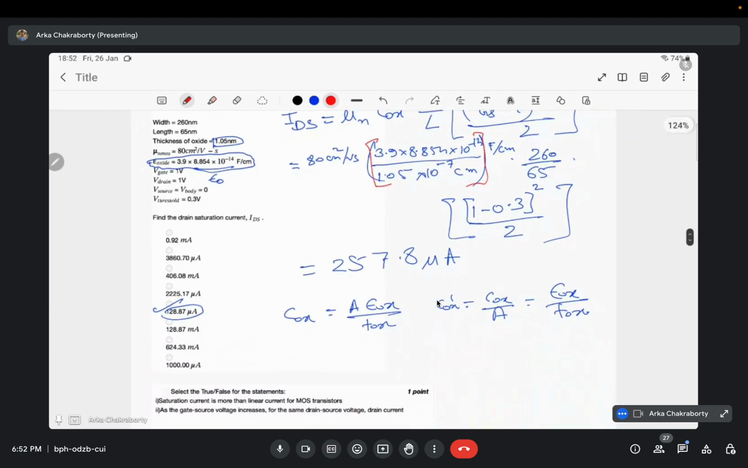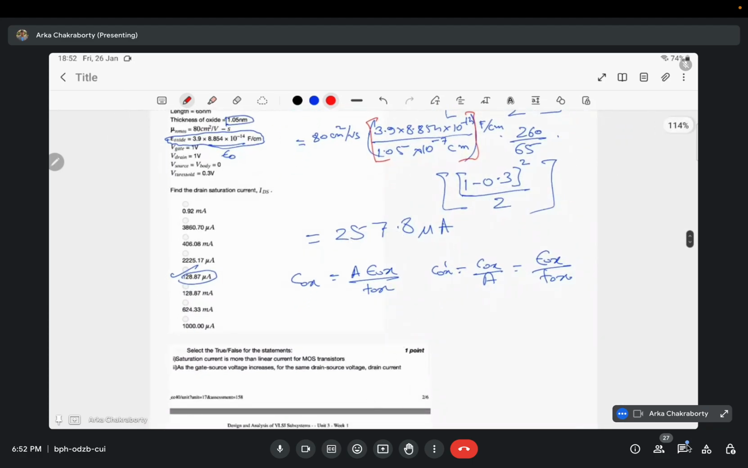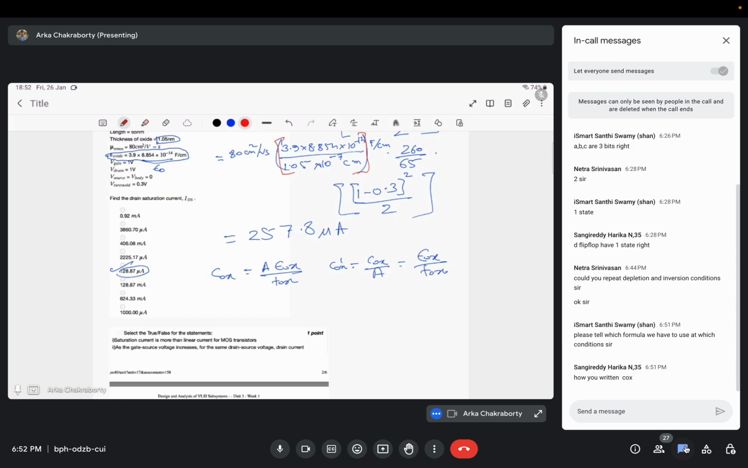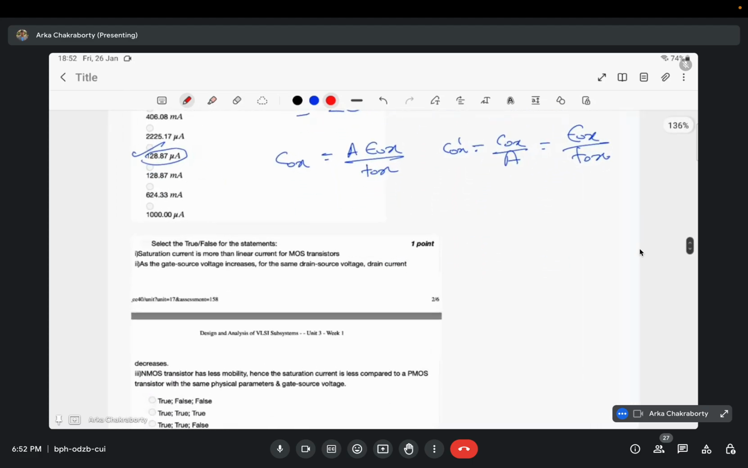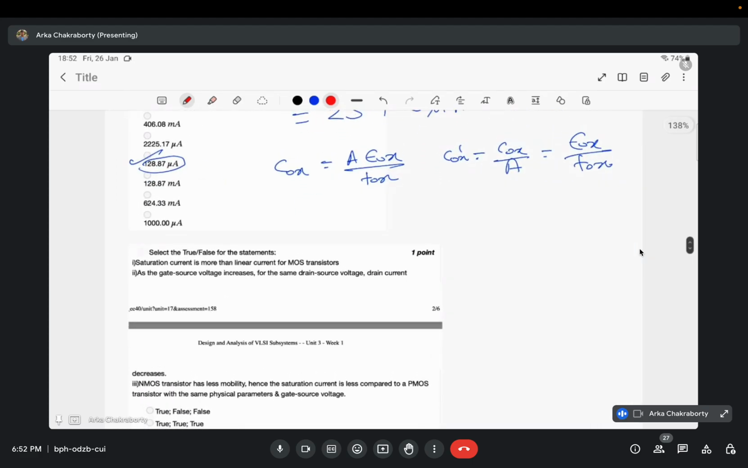Someone else is asking something: please tell which formula we have to use at which conditions, sir. Sure, I will tell you. Let me not consider the velocity saturation condition, just the simple saturation condition when pinch-off has happened. See, this is my VDS, and this is my IDS. The IDS versus VDS curve, we get something like this.